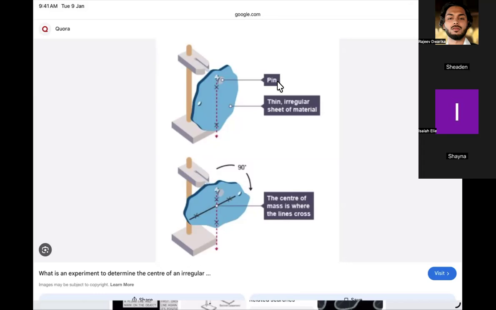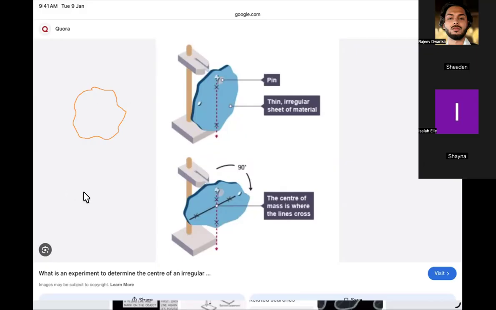Yes. So here's what we're doing. Let me just say we have a shape like this, and you want to find the center of gravity. You wouldn't just say it's the center. How would you even know that is the center, Shay? Because it's irregular.